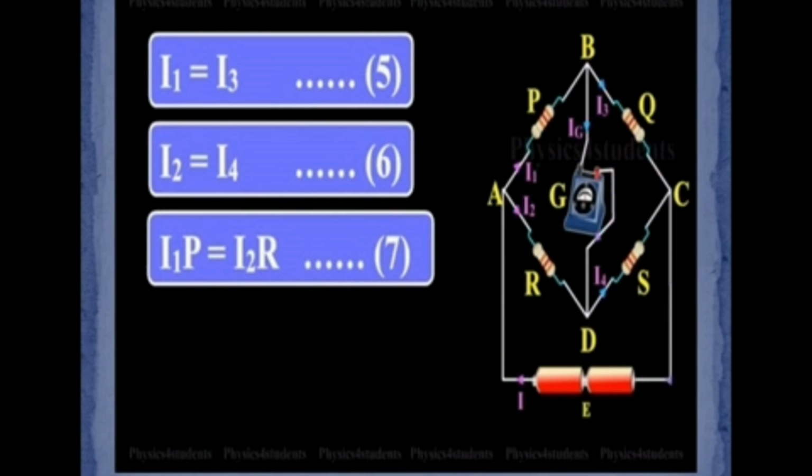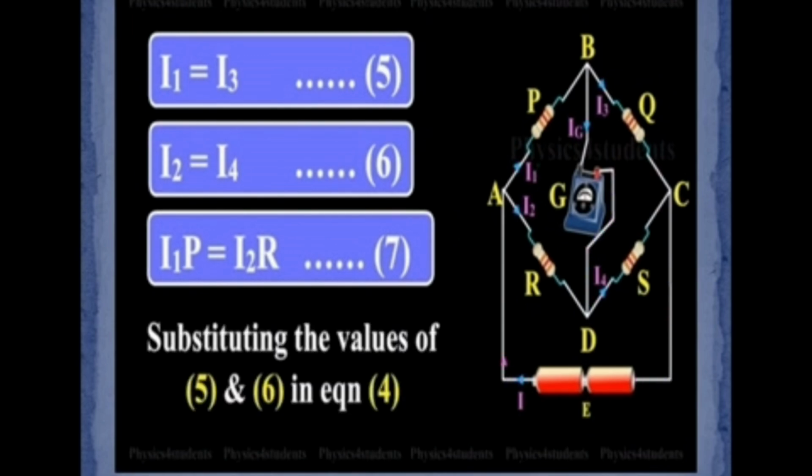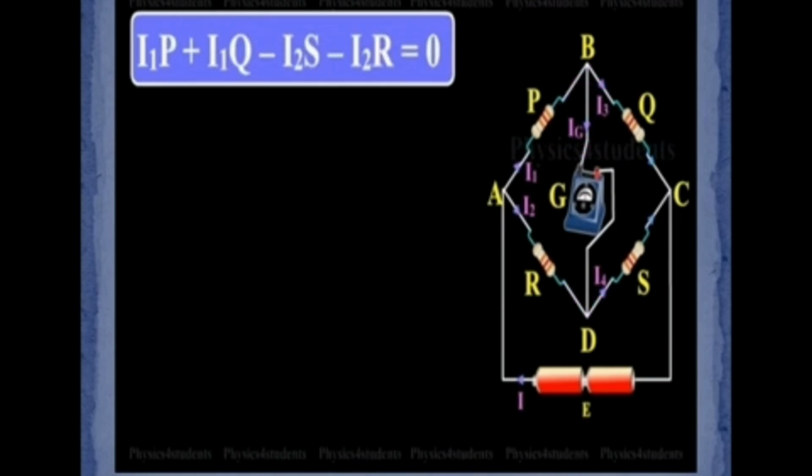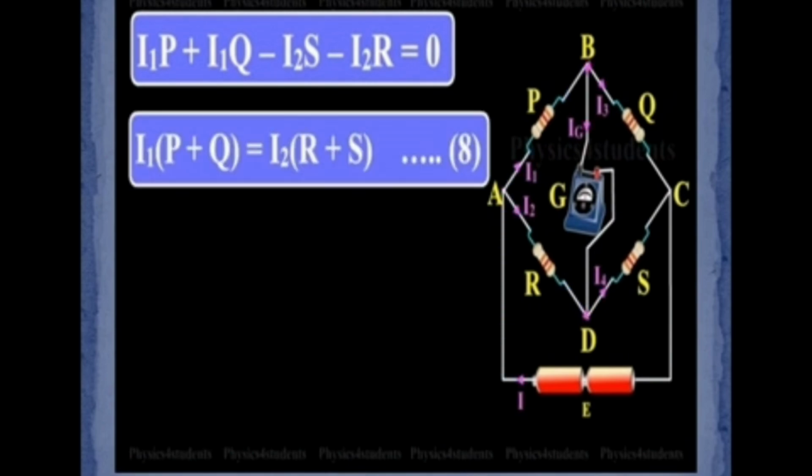Then the next equation becomes: substituting the values of equations 5, 6, 7 in equation 4. So in this equation, what will happen? I1P plus I1Q minus I2S minus I2R equal to 0. Taking the negative terms to the other side, I1 times P plus Q equals I2 times R plus S, since I2 is common, we took it outside. So R plus S.